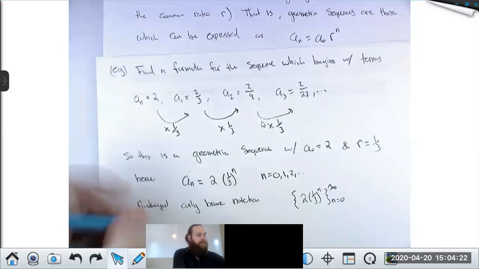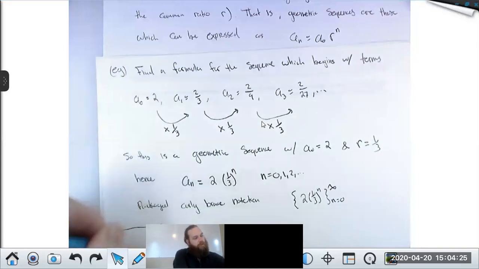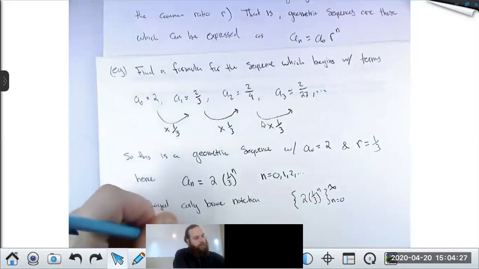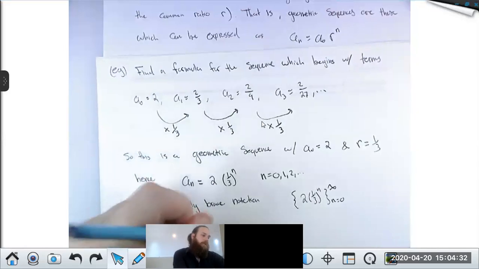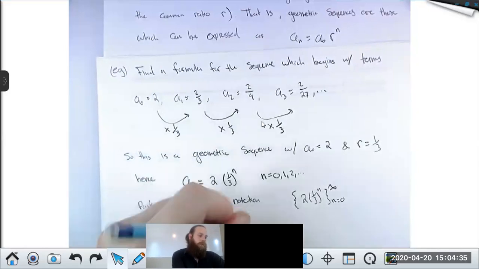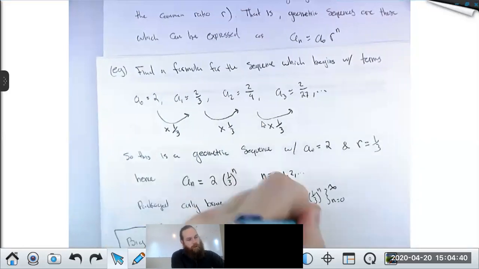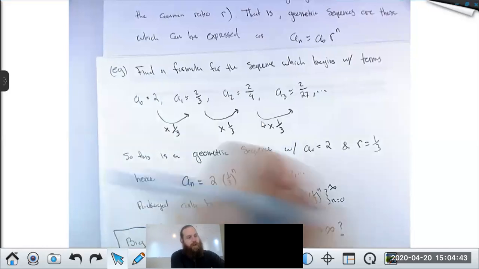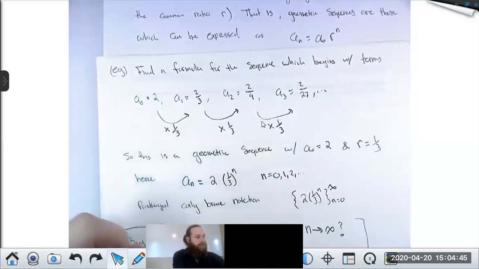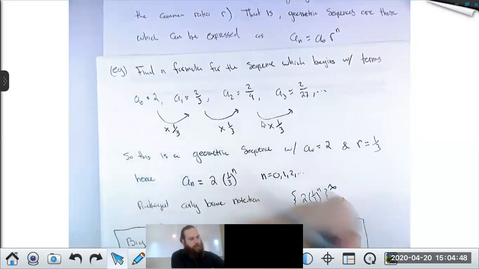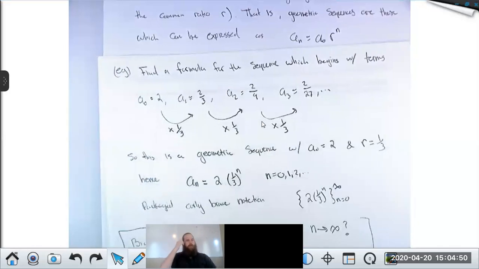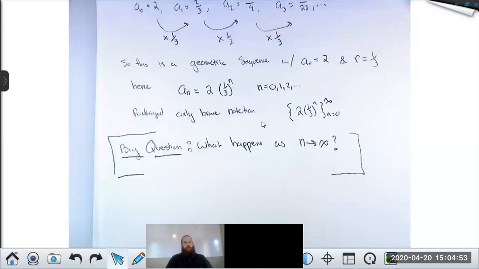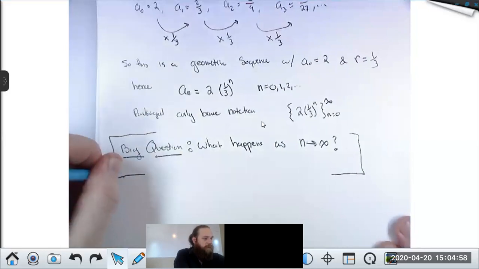So the big question with sequences is what happens as n goes to infinity. If I put in bigger and bigger and bigger numbers for n, do any of these sequences do cool stuff?